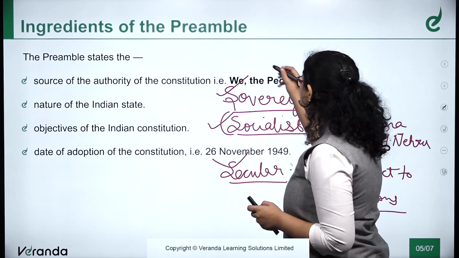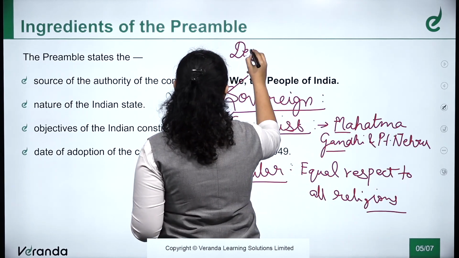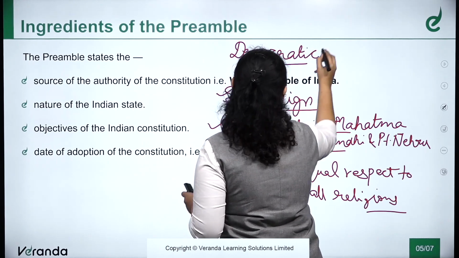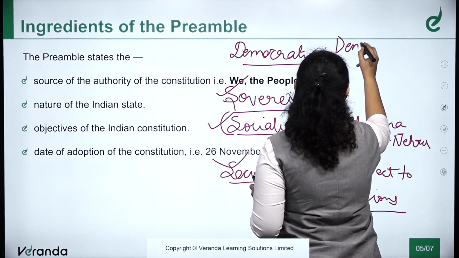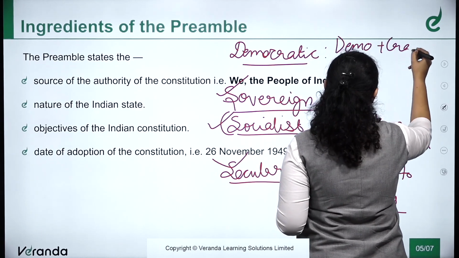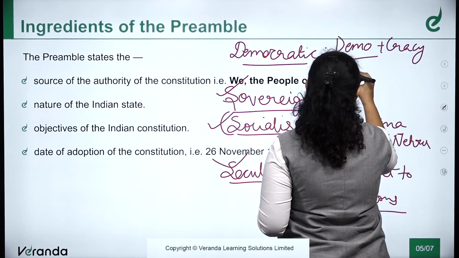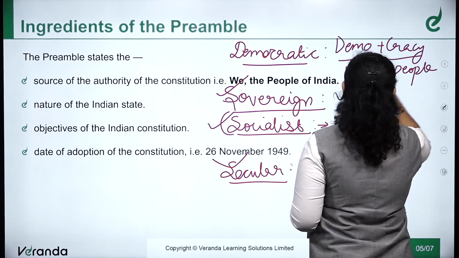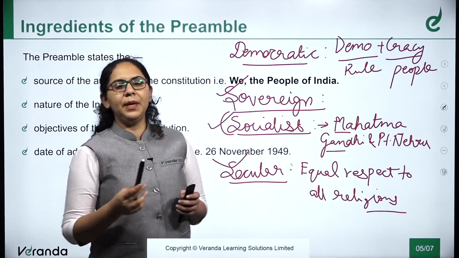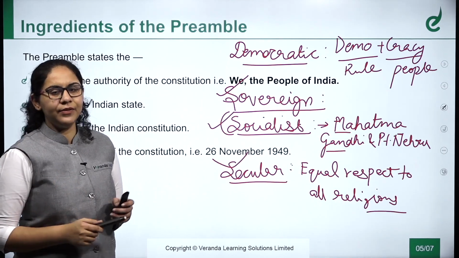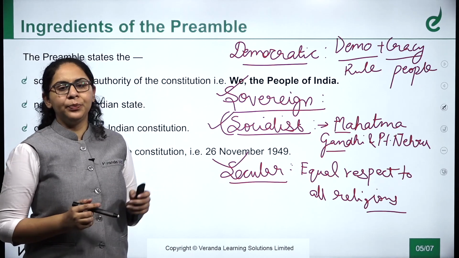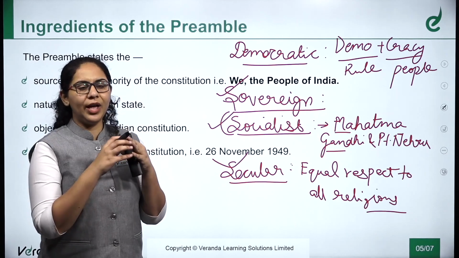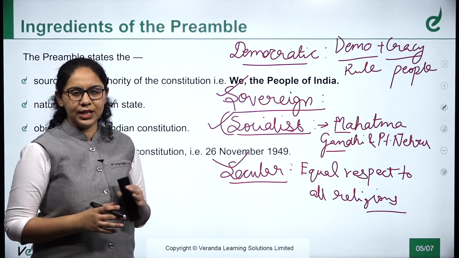Then next is democratic. What does the word democratic mean? Democratic means demo plus cracy, that is, rule of the people. Democracy means rule of the people. We, the people of India, choose our representatives. It is the rule of the people. So in a democratic country, we have elections where we cast votes and choose our representatives.